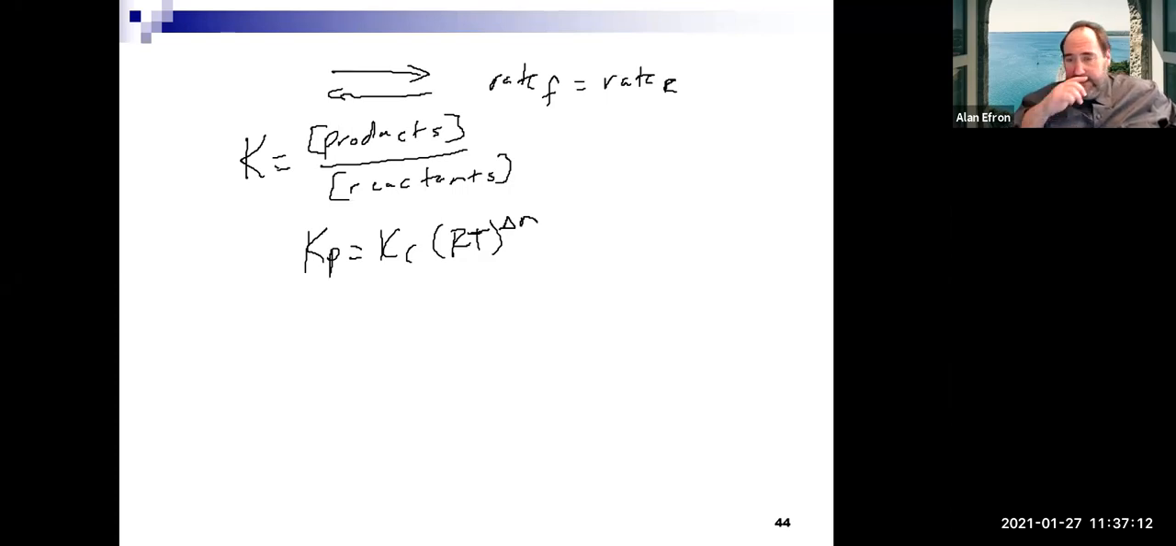Towards the end of the first lecture, we then talked about how to manipulate reactions and what happens with the K values.